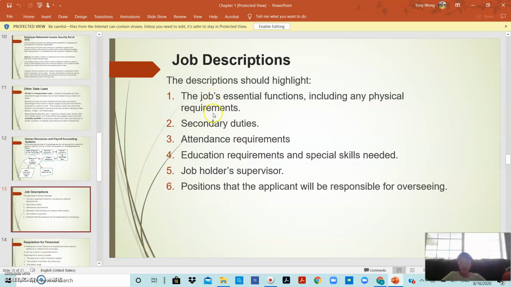The job description should describe the duties of each employee, the attendance requirement, their background, their education background, and who their supervisor is, and the position that the applicant will be responsible for overseeing.